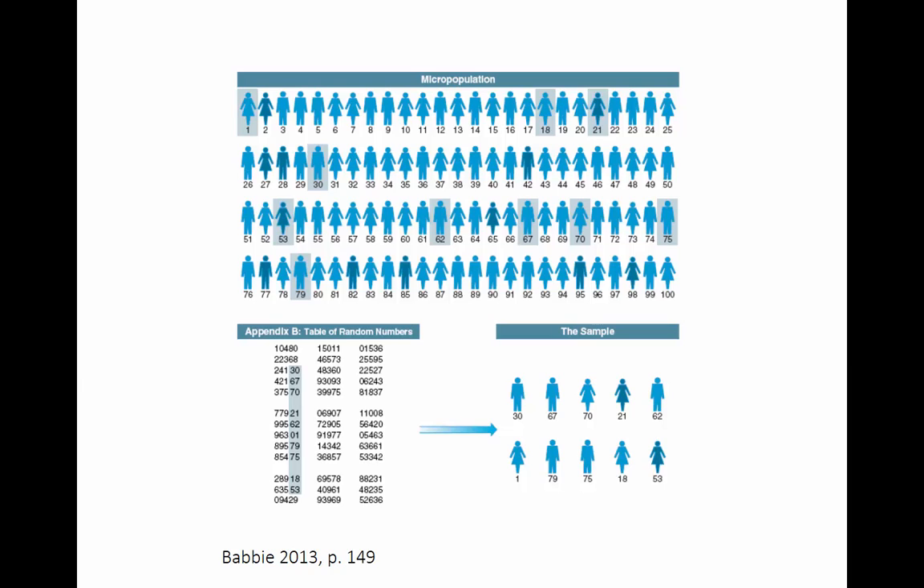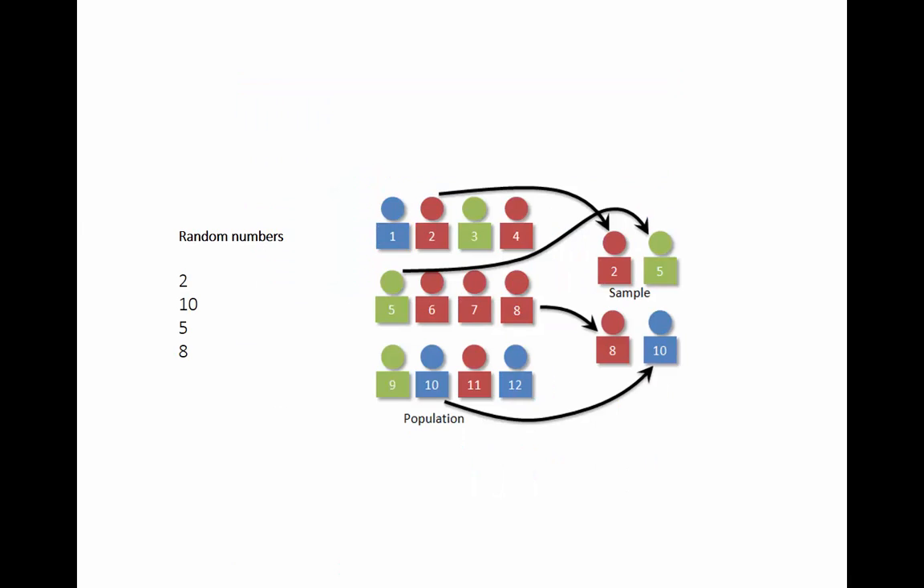Don't get confused about why these numbers have 5 digits. Right now we're just looking at the last two here. These are just very general random numbers that you can use for other purposes as well. So the individual with the ID number 67 ends up in the sample, and so on and so forth. This goes on until I have the 10 people that I want. So that's very simple random sampling.